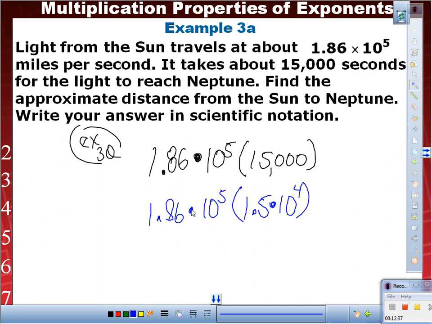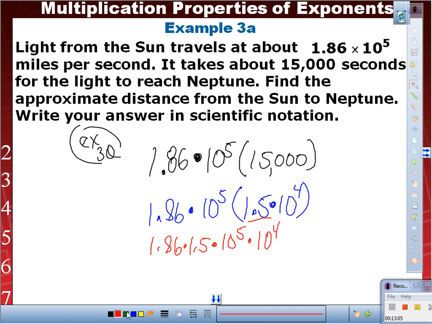So now, question, do we have multiplication all the way through? Let's see, multiplication, multiplication, multiplication. Do we have multiplication all the way through? So now, what's going to allow us to move things around? What property? Commutative property. So it's 1.86. I'm going to bring this one over here, times 1.5 times 10 to the 5th times 10 to the 4th.